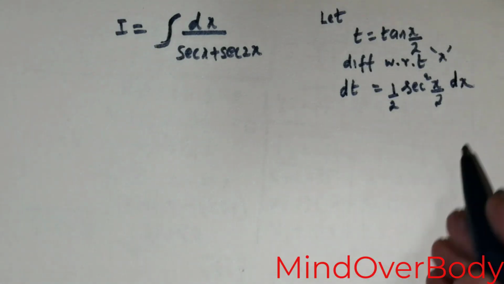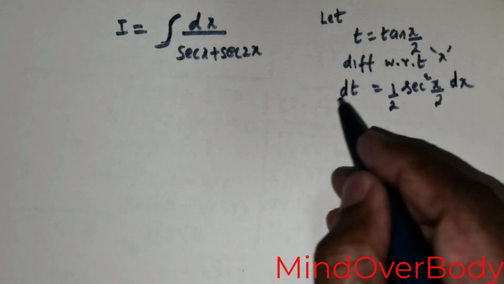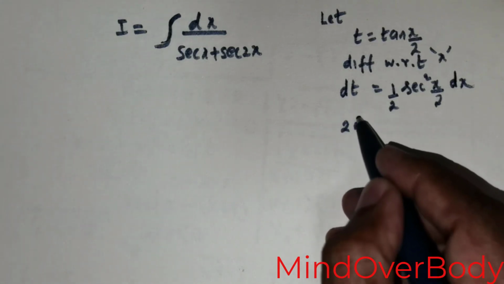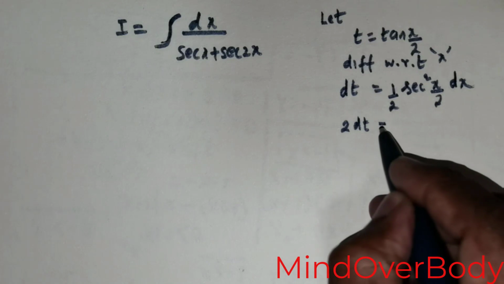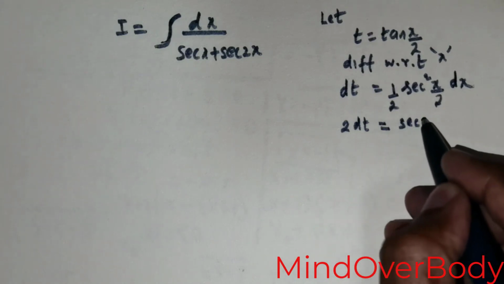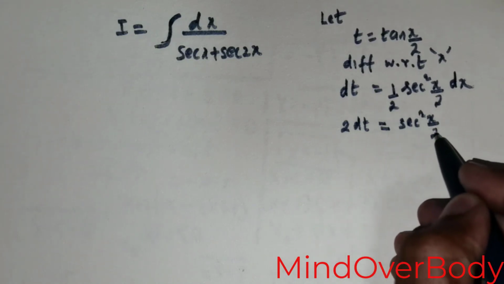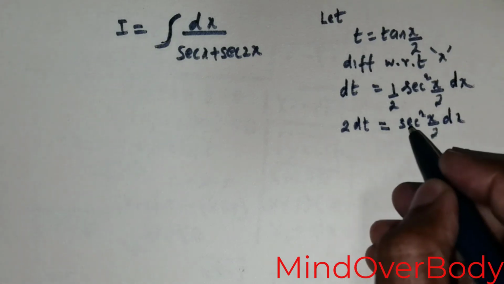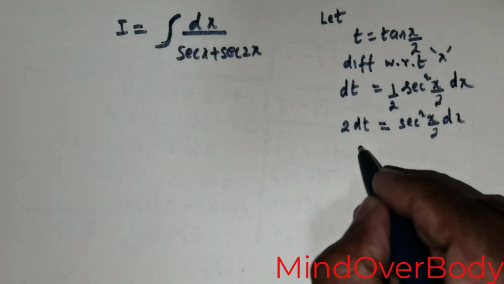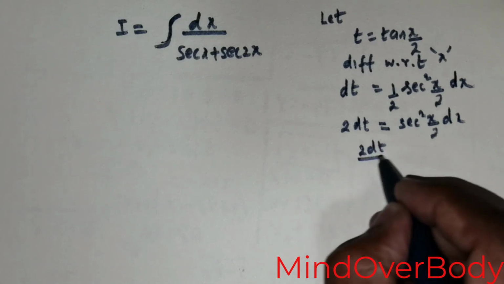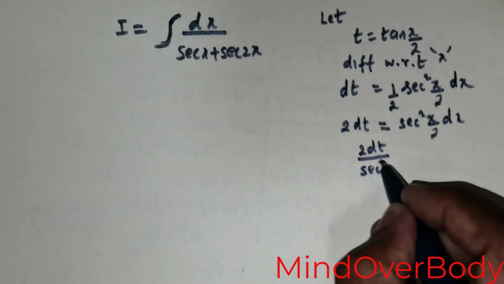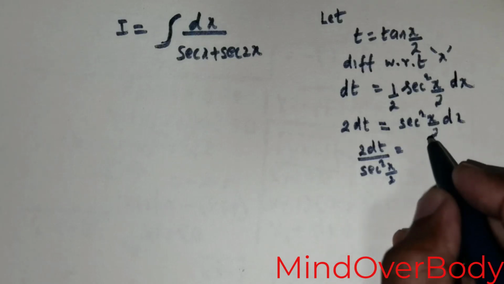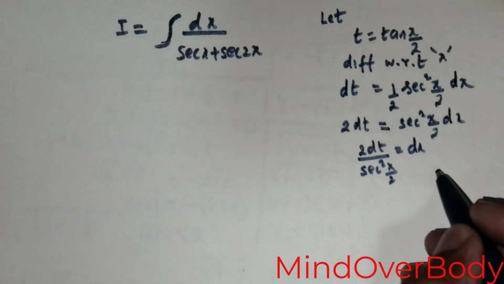So this is what we have got. Now I'm going to rewrite this as 2 times dt is equal to secant squared x over 2 of dx, and then I'm going to push this secant squared x over 2 to the left, and that would give me dt over secant squared x over 2. On the right side it's going to be dx.